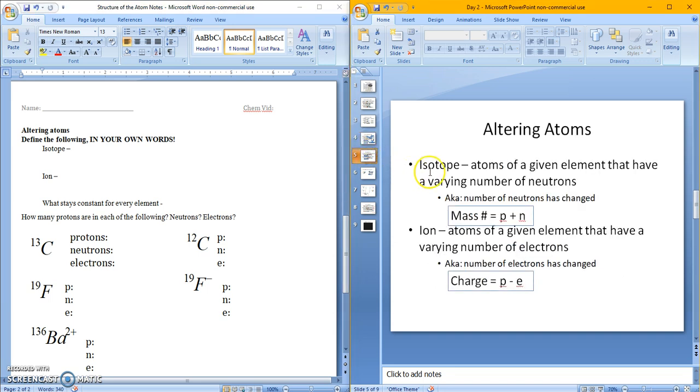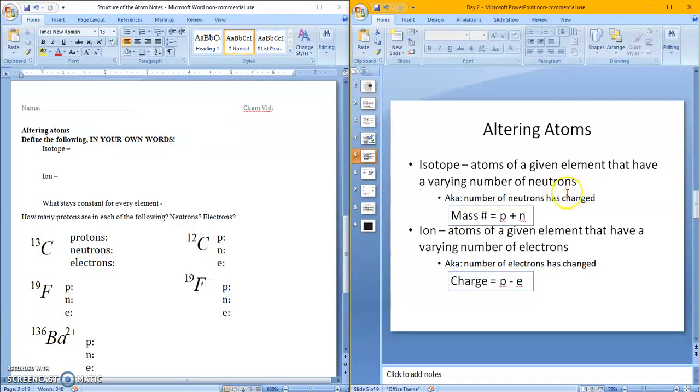An isotope is an atom of a given element that has a varying number of neutrons. So it's like having a hydrogen atom with 1 proton, but a hydrogen atom can have 0 neutrons, 1 neutron, or 3 neutrons. They're still the same atom, they just have different numbers of neutrons, okay? So for an isotope, the number of protons stays the same. The number of neutrons differs, okay?